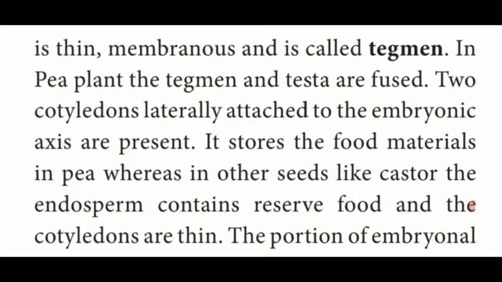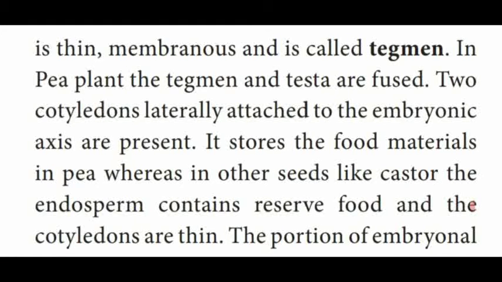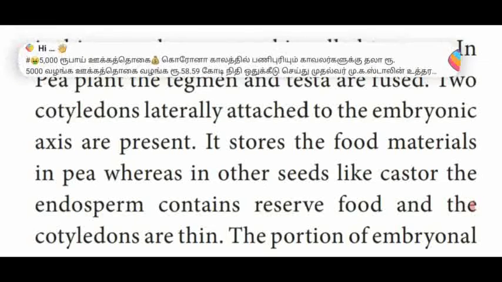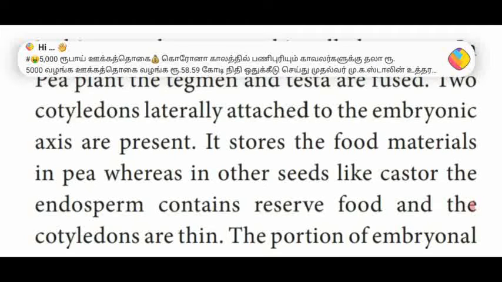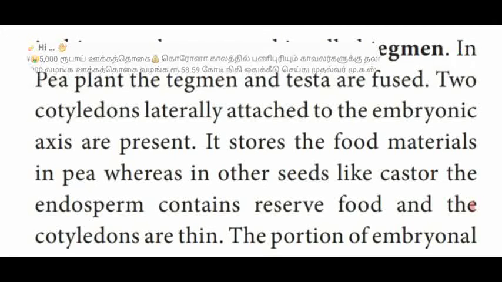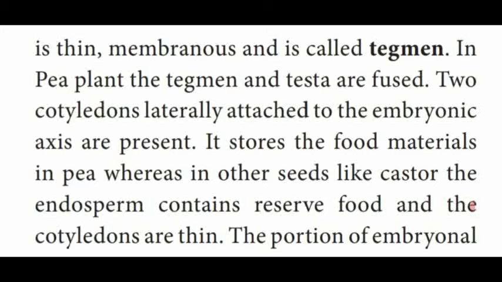In other seeds like castor, Ricinus communis, the endosperm has the food material and stores it, because the cotyledons are thin. In castor you can see the cotyledons are very thin. So that's why the endosperm stores the reserve food material for the growing embryo. But in the dicot pea seed, Cicer arietinum, the two cotyledons store the food material.